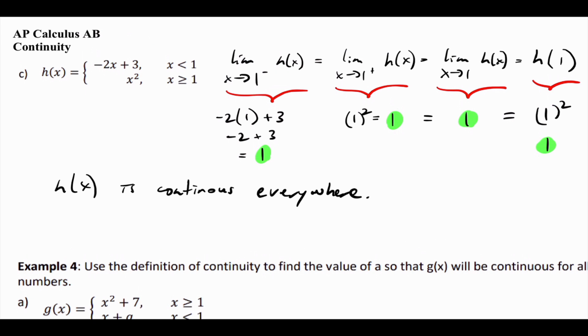This is our justification up here. That's why we can make this statement. The reason we can make this statement is because of our justification.